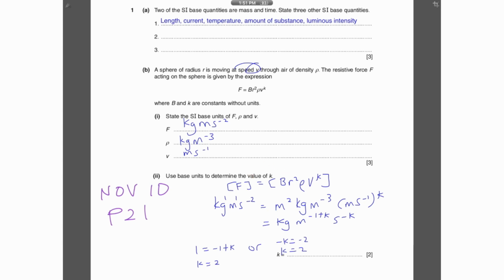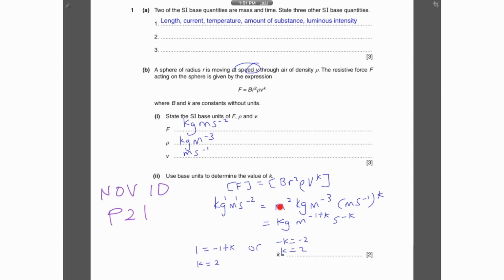Now, after you get all these 3 units, they ask you to find the value of k from this equation. Remember homogeneity of physical equations: the units on the left hand side must be equal to the units on the right hand side. So the units of F here is kg s negative 2. Then the units for B r squared rho v to the power k. They did tell you that B and k are constants without units, so you don't have to write the units for B. R is in meters because it is radius, so it's meter squared. Rho is kilogram per meter cubed. V is meter per second, to the power k.